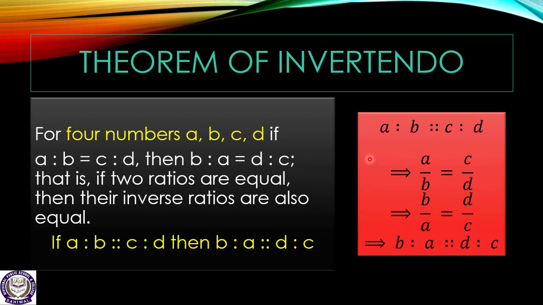We can also prove it by converting A ratio B into the fraction A over B, and C ratio D can be written as C over D. By inverting these two fractions, we get B over A is equal to D over C, and when we write it in ratio, we get B ratio A is in proportion to D ratio C.